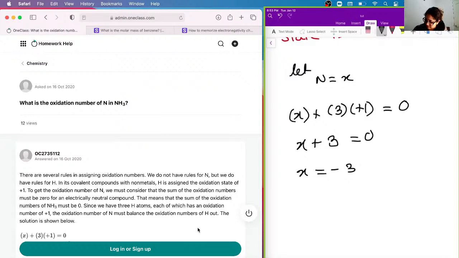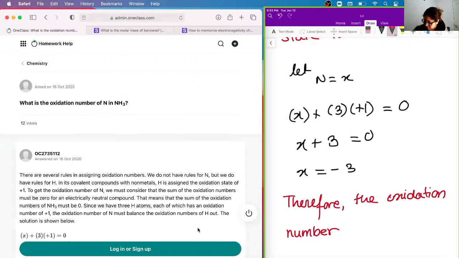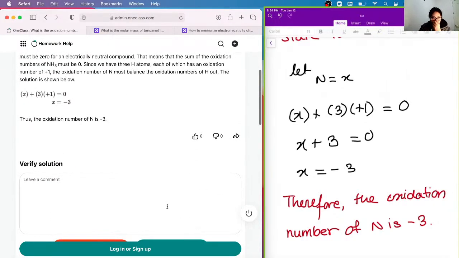And so we can say, therefore, the oxidation number of nitrogen is -3. This is difficult, so the solution here is correct.